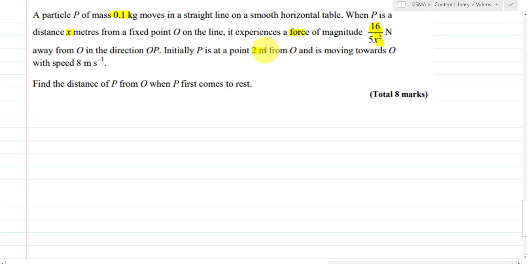Initially P is at a point 2 meters from O and is moving towards O at 8 meters per second. So that variable force there is 16 over 5x squared. This is going to be a little bit trickier that we're going to have to deal with. First of all, we know that force is equal to 16 over x squared. We want to find the distance of P from O when P first comes to rest. First comes to rest means we know the velocity, we want the distance. So we want x as a function of v, but probably what we're going to end up with is v as a function of x that we can rearrange. So that's what we're looking for.